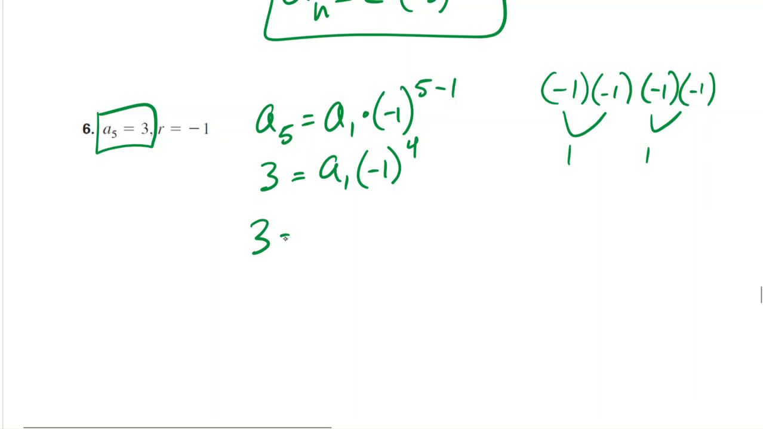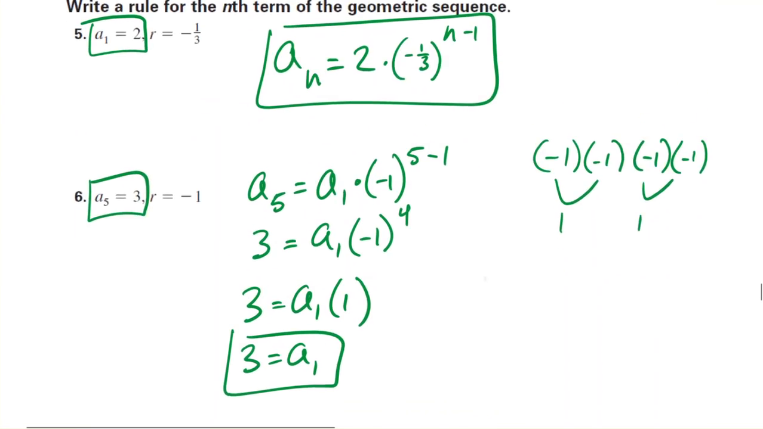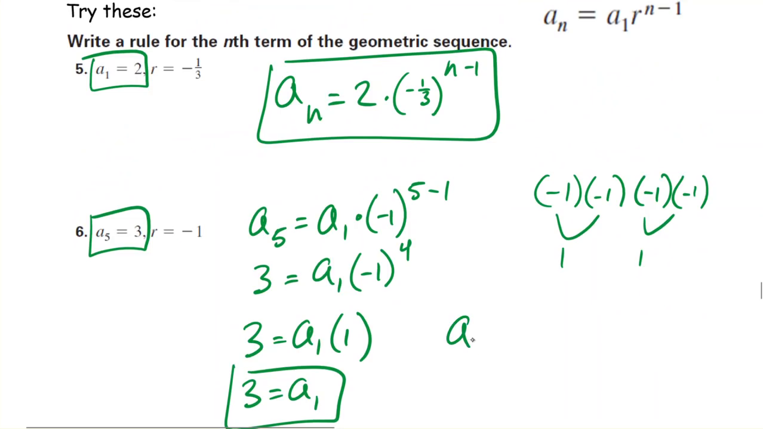So this is 3 equals the first term times 1. So what does a sub 1 have to equal? Has to equal 3. So then our rule is going to be a sub n equals the first term, which we just found was 3, times r, which is negative 1, to the n minus 1 power.